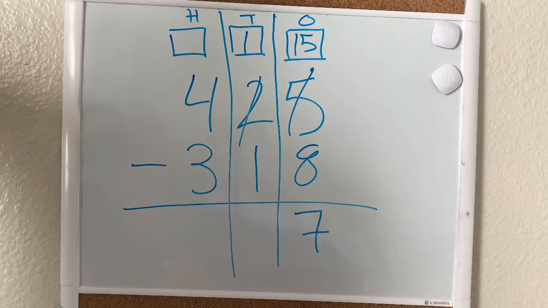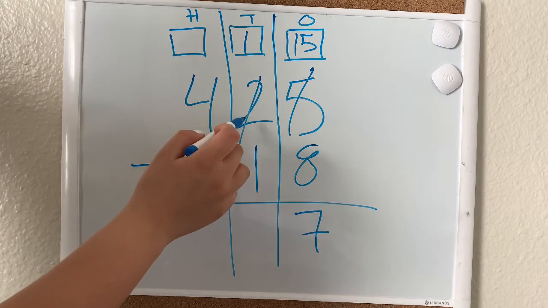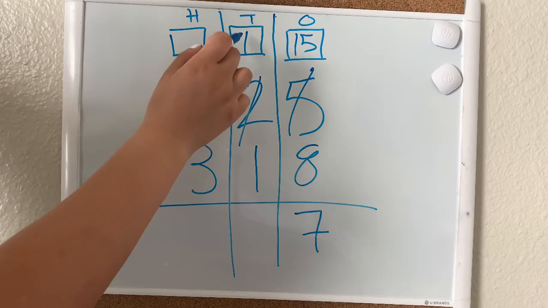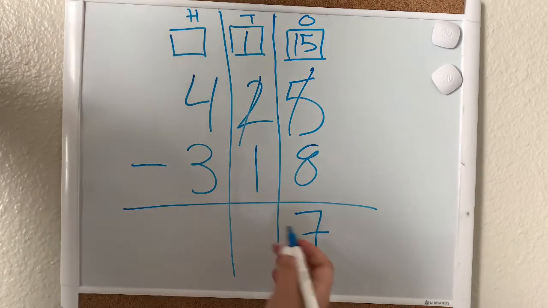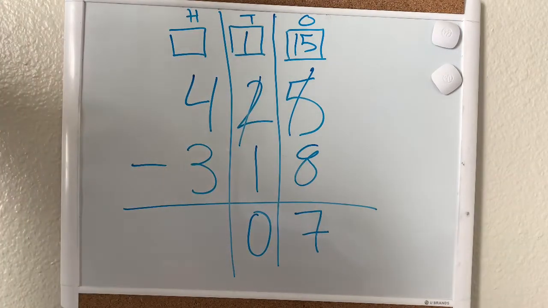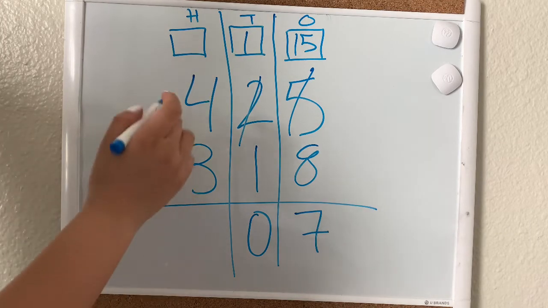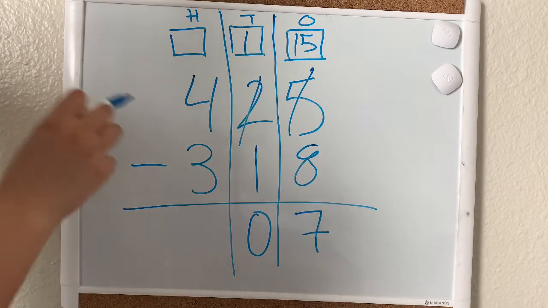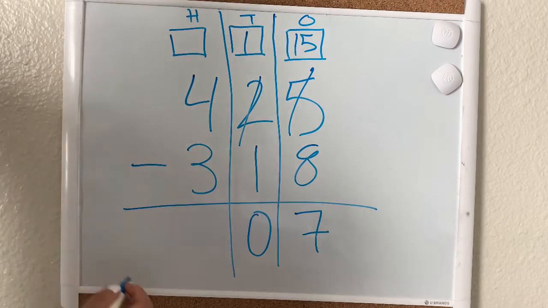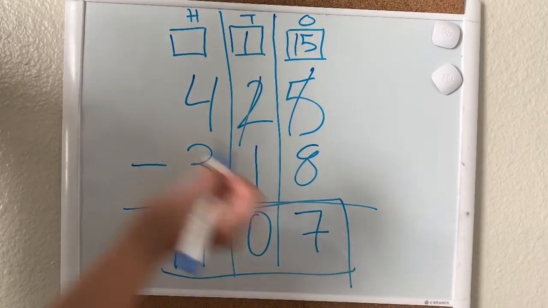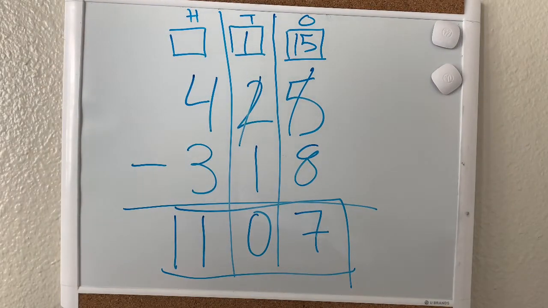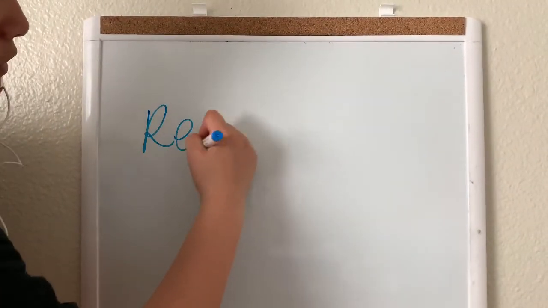Now let's move on to the tens. Since we gave a 10 over to the ones side and made this 1, all you have to do is subtract 1 from 1, and that equals 0. And you are done with the tens section. Now let's move over to the hundreds. Now you have 4 and 3, and you can take away 3 from 4 because it's big enough. So what's 4 minus 3? That is a 1. Altogether, 107 is the answer.